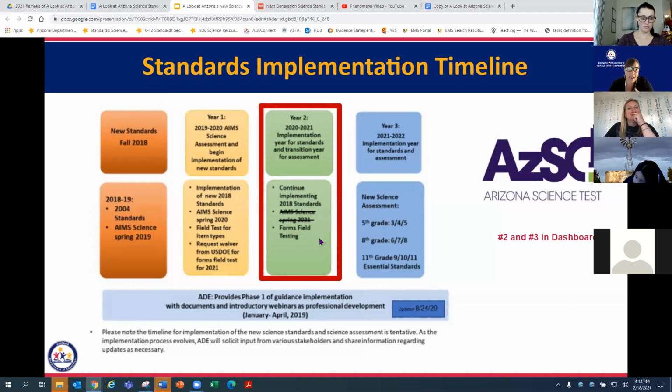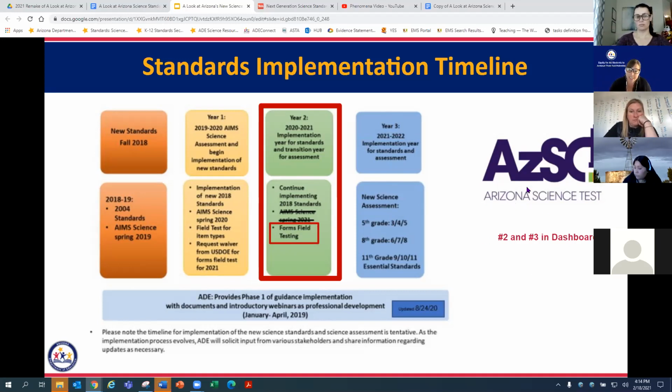This is year two. And with this, AIMS science test was taken away. We're not going to be doing that. So that's why that is now crossed out. However, what is still, as of today, going to continue to happen is what's called the field test. And that is the new Arizona science test. Basically the kids are going to get the items, interact with the items, and answer the items, but they will not be scored. It's not for accountability, it's not for bonus points or report cards or any of those things. It's basically benchmark data for the assessment company to see how the kids did and make changes before we get to year three, which is when the brand new science assessment comes out, which is next year.